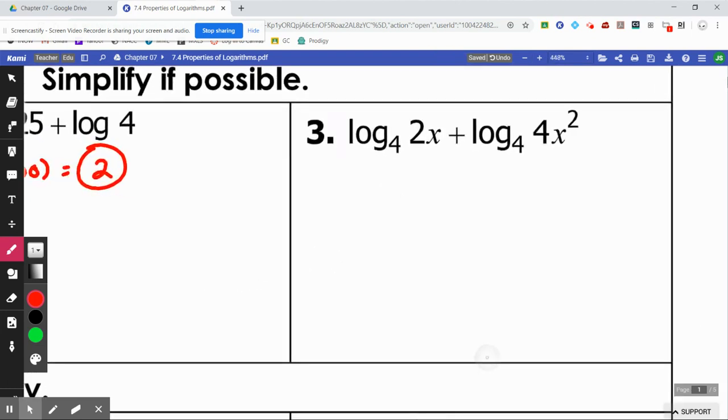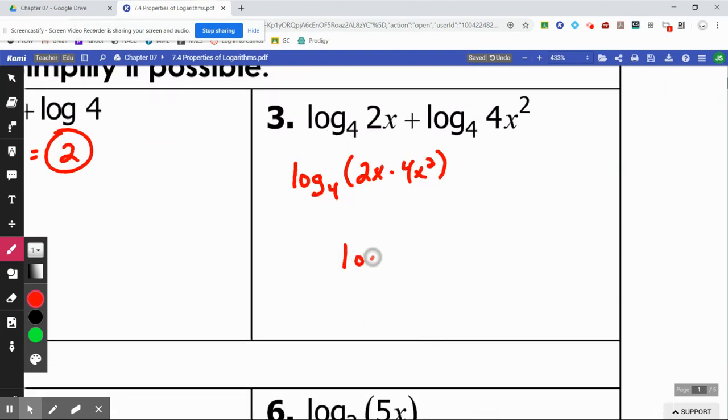If you simplify it even further, the bases are the same here. So you can combine these by doing log base 4 of 2x times 4x squared. And then we can clean that up by doing the log of 8x to the third. And that'd be a base 4.